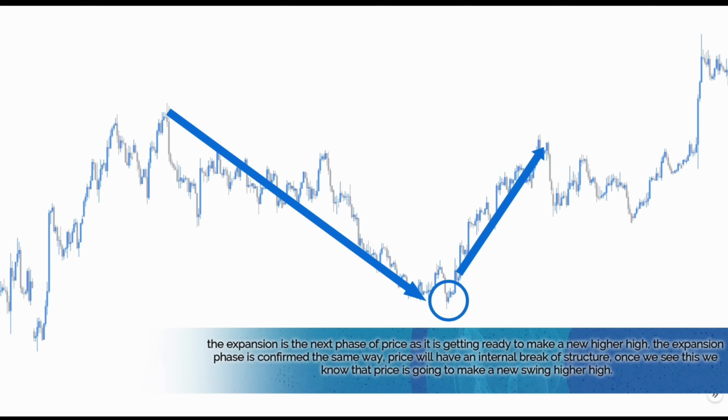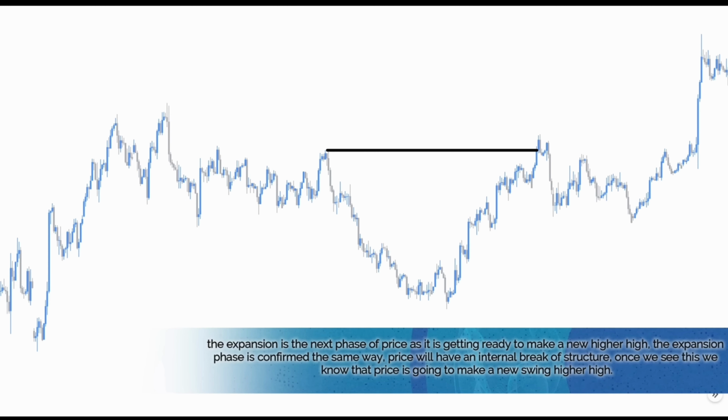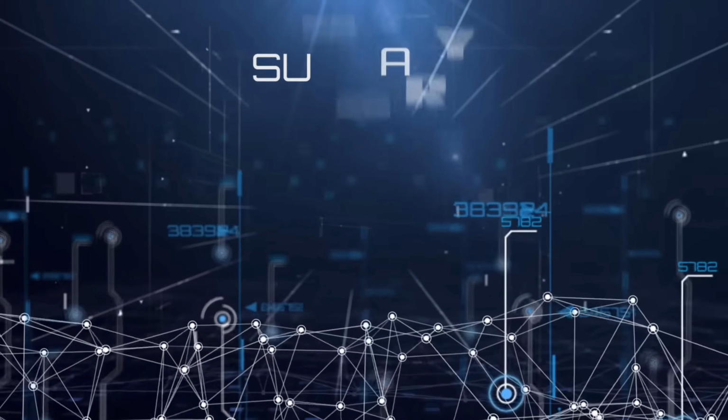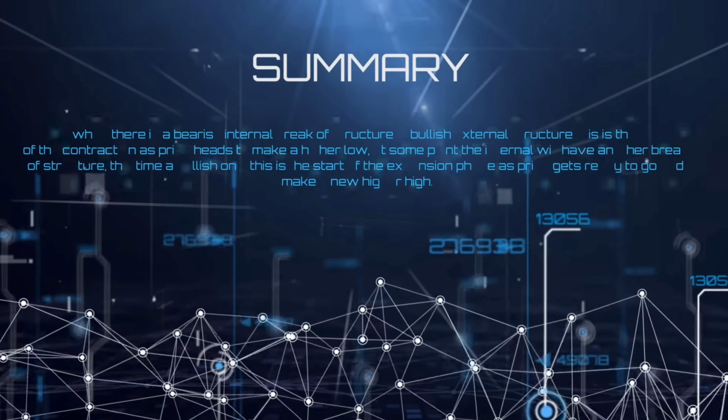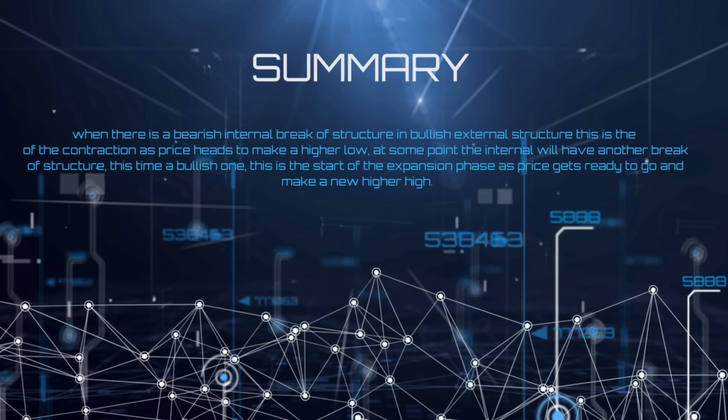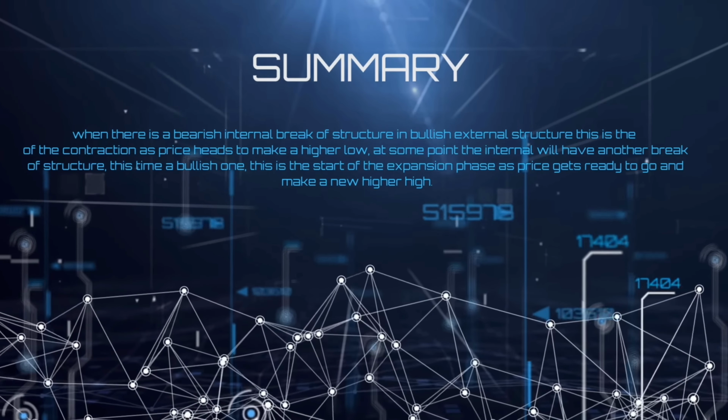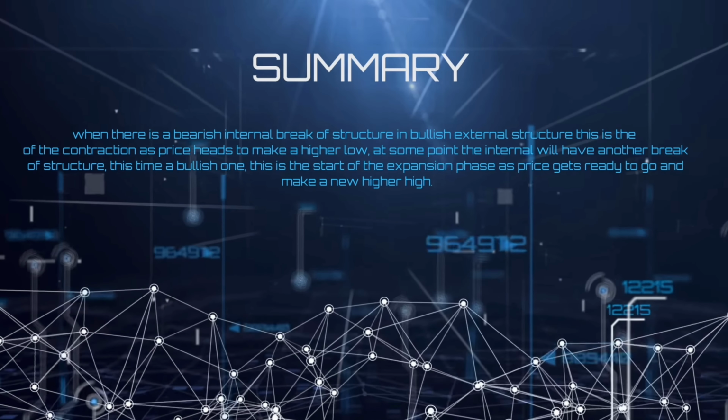The expansion phase is confirmed the same way. Price will have an internal break of structure. Once we see this, we know that price is going to make a new swing higher high. So to summarize, when there is a bearish internal break of structure in bullish external structure, this is the beginning of the contraction as price heads to make a higher low. At some point, the internal will have another break of structure, this time a bullish one. This is the start of the expansion phase as price gets ready to go and make a new higher high.